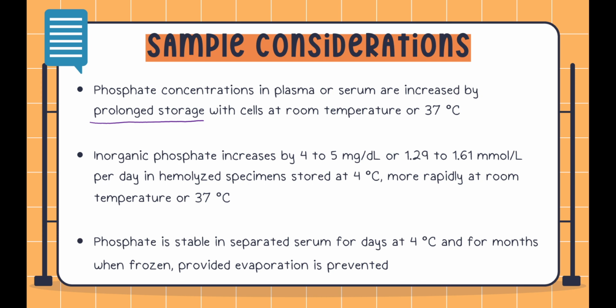Inorganic phosphate increases by 4 to 5 mg per dL or 1.29 to 1.61 millimoles per liter per day if your sample is hemolyzed, even if it is stored at 4 degrees Celsius, and more rapidly at room temperature or at 37 degrees Celsius. Phosphate is stable in separated serum for days at 4 degrees Celsius and for months when frozen, provided evaporation is prevented.